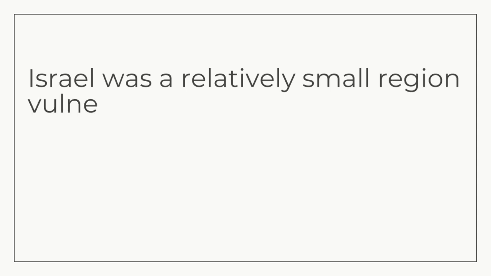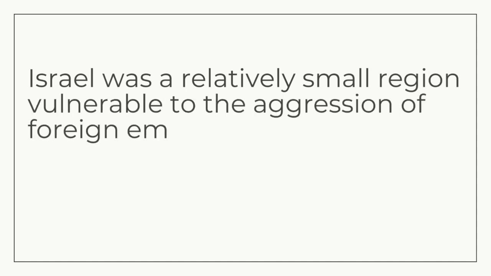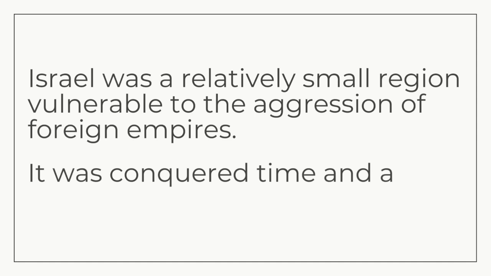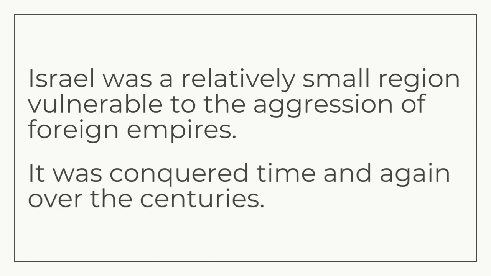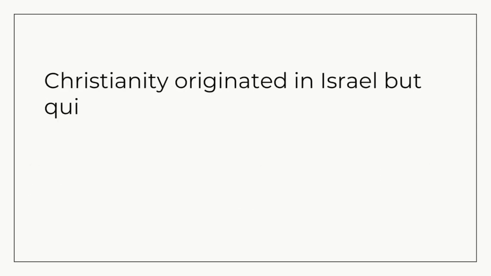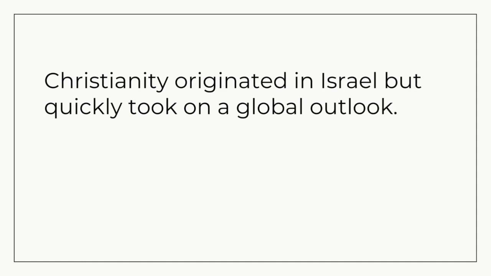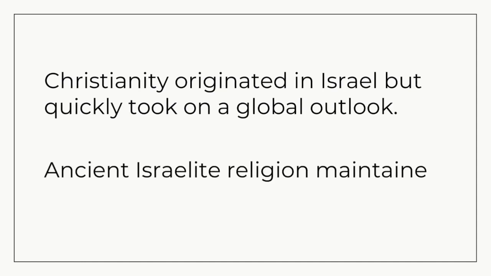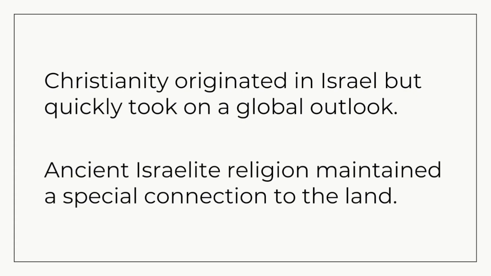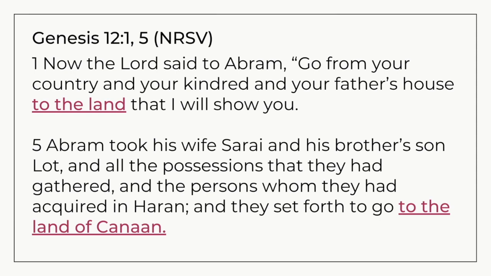As we've seen, ancient Israel was a relatively small region vulnerable to the aggression of foreign empires. It was conquered time and again over the centuries. Even so, the people had a special bond to the land that was rooted in their theological commitments. Unlike Christianity, which originated in Israel but quickly understood itself to be a global movement, ancient Israel was always tied to the land. The Israelites understood this region of the earth as an integral part of God's covenant with them, as established with their ancestor Abraham in Genesis 12, verses 1 and 5.